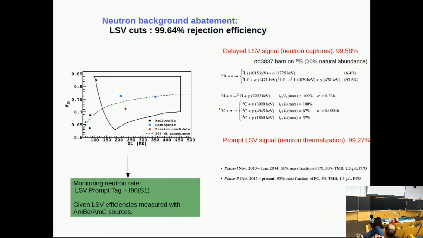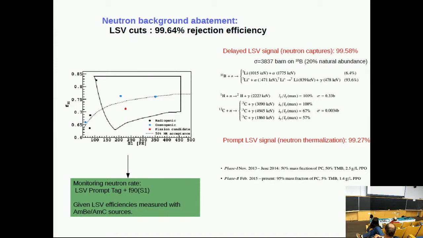So, the neutron background abatement. We have a neutron veto which is really, really efficient. There are two ways that you can detect the neutrons: through a delayed signal, which is neutron capture, or through a prompt signal, which is called neutron thermalization. So basically the neutron gets out and then gets back in, thermalizes, gets out, gets back in, and finally is captured. Each one of these has above a 99% detection efficiency.